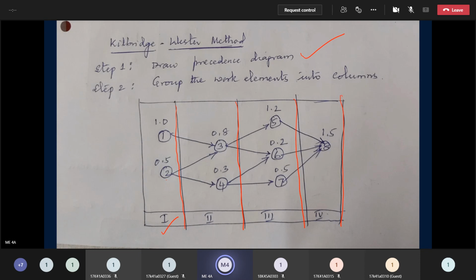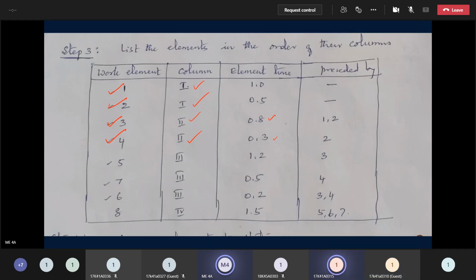Go to the third column. Tell me the order now. 1.2, 0.5, 0.5, 0.2. That means the elements are 5, 7, 6. So I write 5, then 7, and then 6. Is it clear how I am writing? So in each column, write the elements in descending order of their timings. And lastly, the 8th element is in the 4th column. This is the only difference. From the next step onwards, it is the same as the largest candidate rule. What is that? Assign elements to stations.